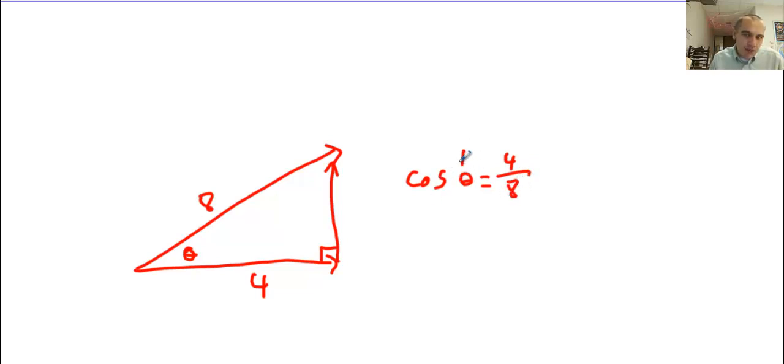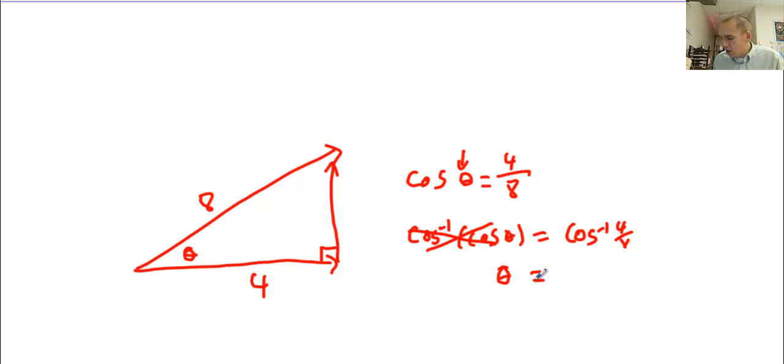Now, I'm looking for this angle, I don't know it, so I actually have to do the inverse of cosine, which on your calculator is cosine to the negative 1. And if I take cosine to the negative 1 of the cosine of theta, what I do to one side I have to do to the other, that's cosine to the negative 1 of 4 over 8. Well, the inverse function applied to the function cancels that, and I'm left with theta is equal to the inverse cosine, and on a calculator that's usually the second cosine function, of 4 divided by 8, which is 60. Okay? So the inverse cosine or arc cosine is 60 degrees. So it's a pretty straightforward process.